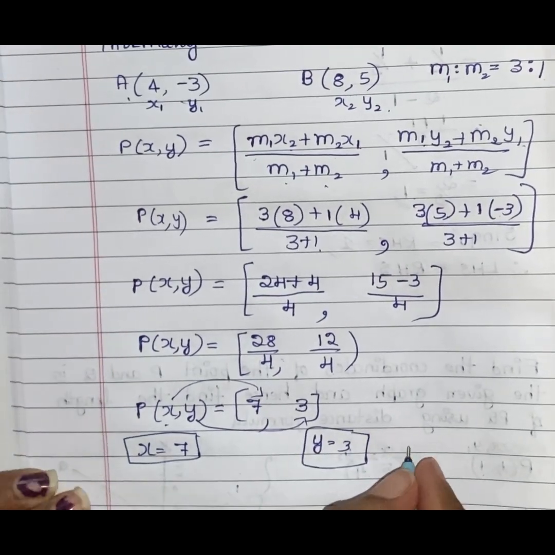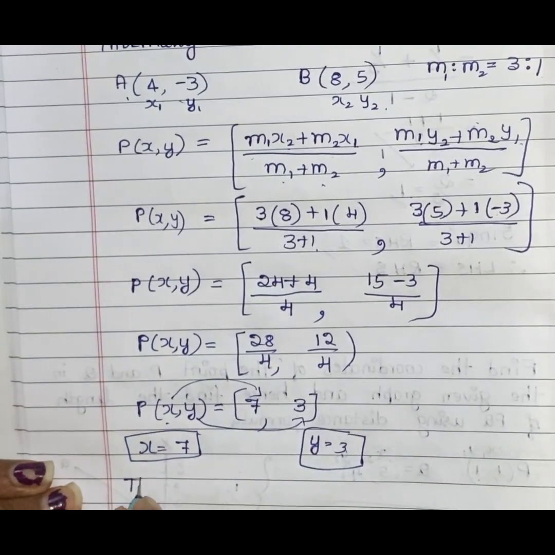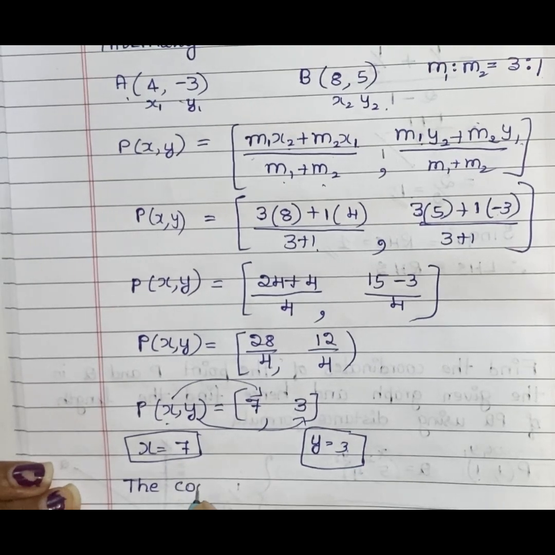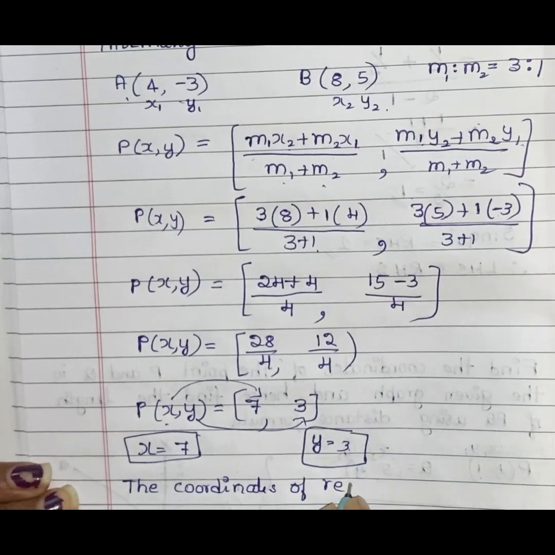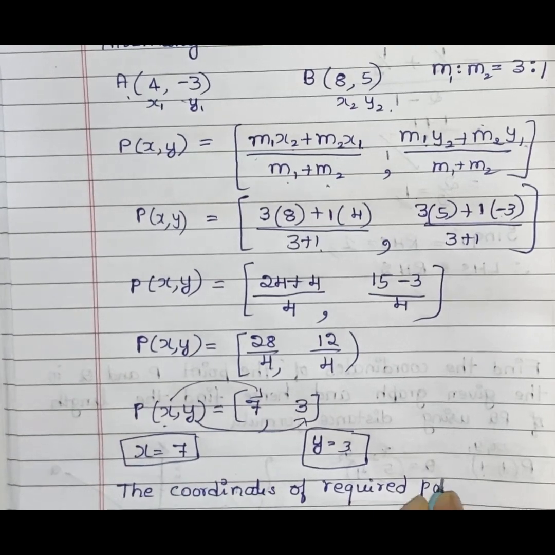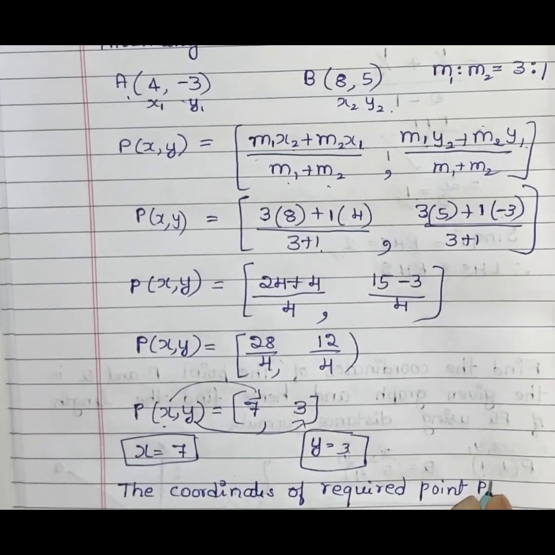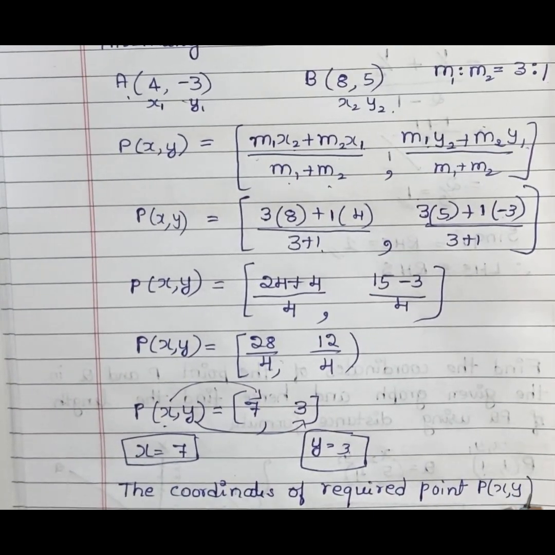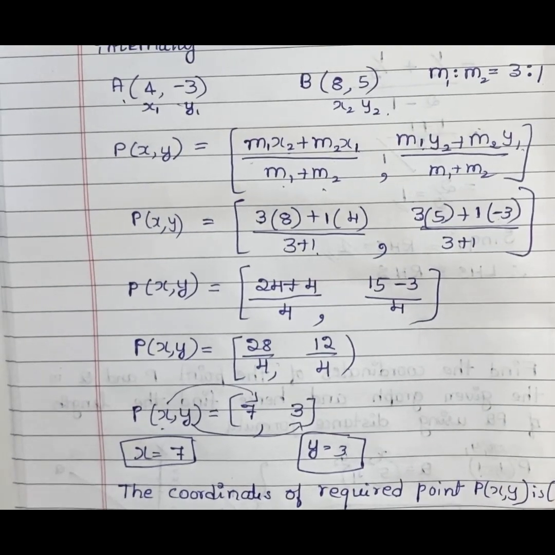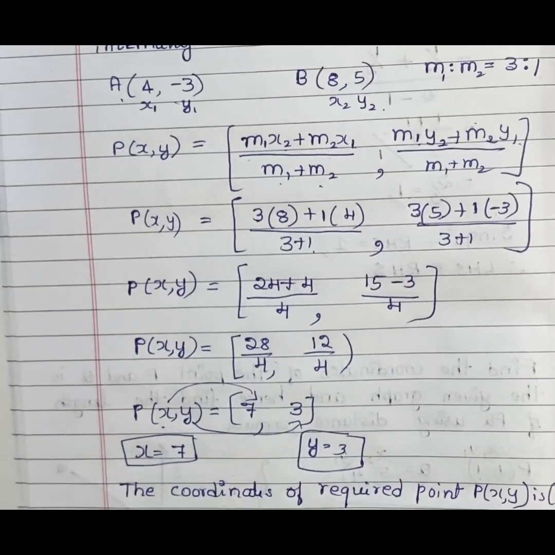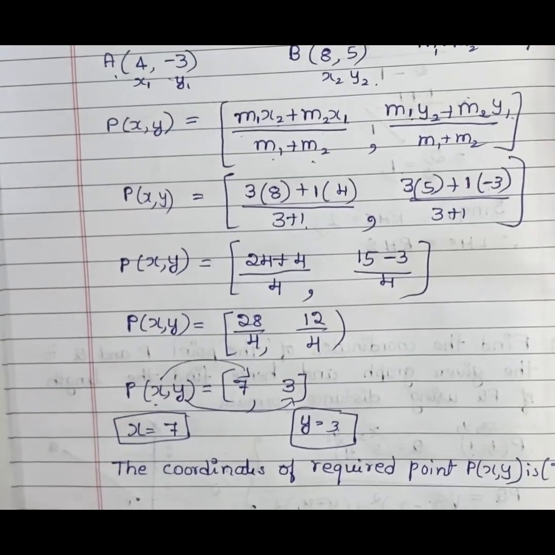Okay, so we should write the last line. Okay, that is the coordinates of the required point P of x comma y is 7 comma 3. Okay, so we need to write this last line to get a full mark.